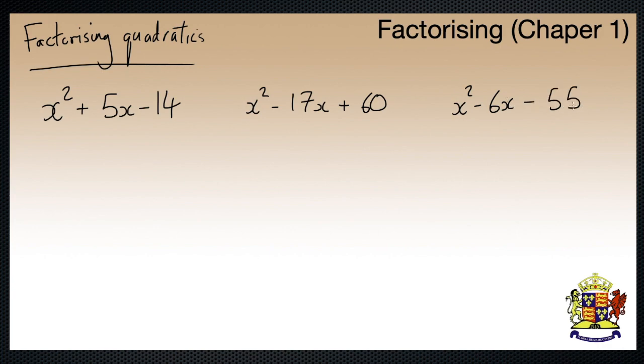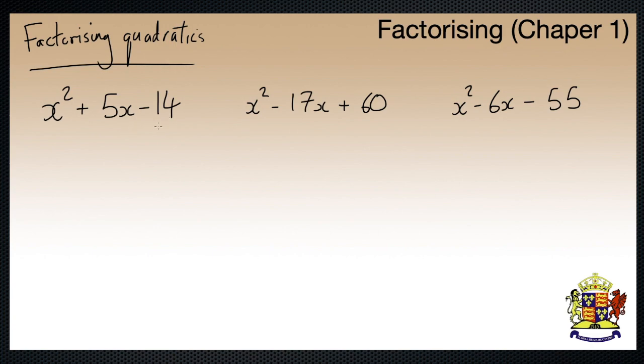Now what you can do here, if you want, is pause the video. You can have a go at these yourself. But I'm going to crack on with answering them now. So we know that I have plus minus, which means my pattern is going to go something like plus minus or minus plus. So I want two numbers which add to make 5 and times to make minus 14.